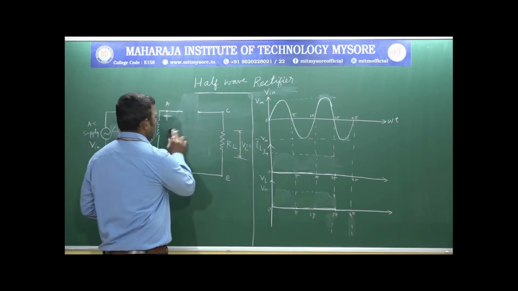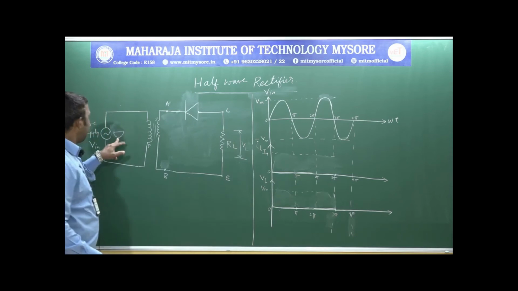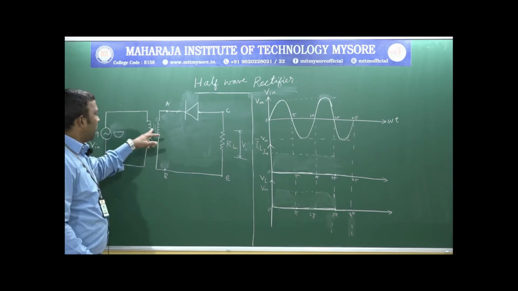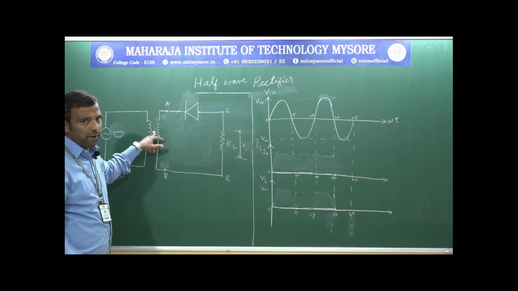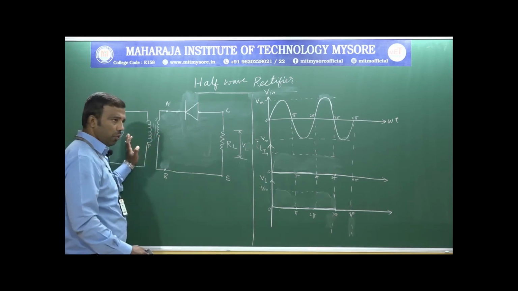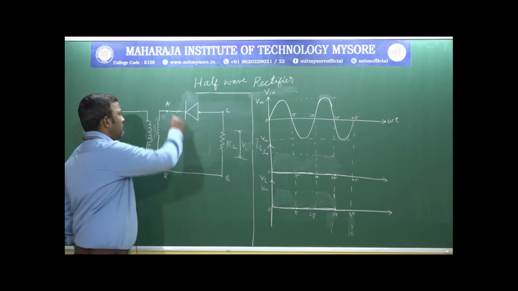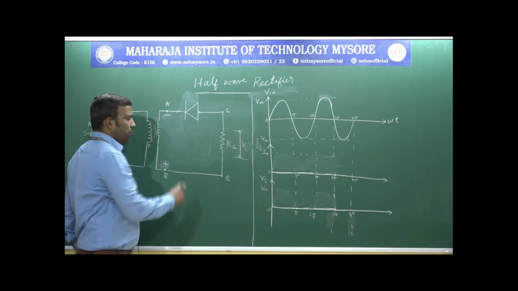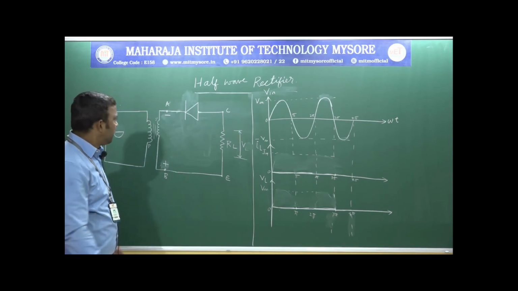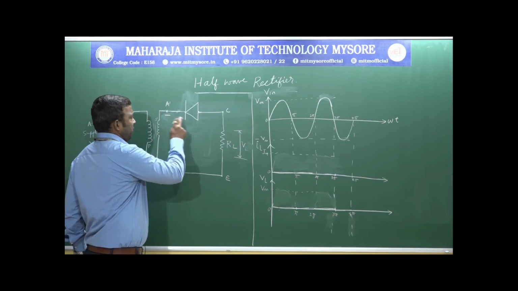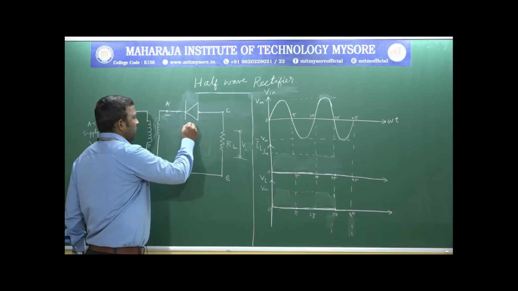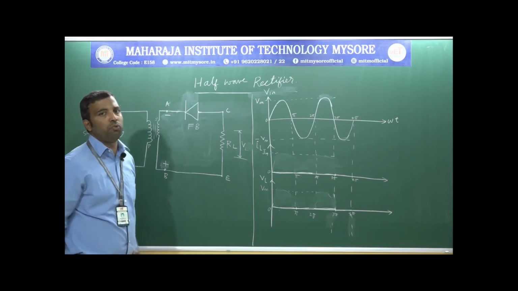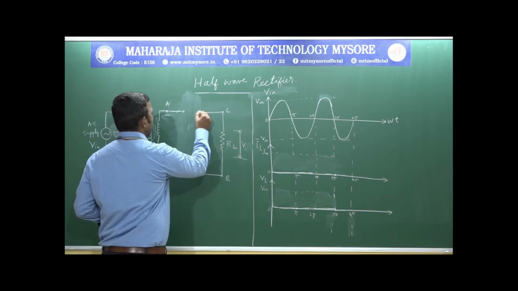Now, let us consider the negative half cycle. The negative half cycle is given to the step down transformer, which reduces the voltage to the required voltage, and this negative voltage of the input makes the terminal A negative and the terminal B positive alternately. This makes the negative voltage connected to the N type of the diode, so it becomes forward biased. If it is forward biased, it acts as a closed switch. You can call this a closed switch.